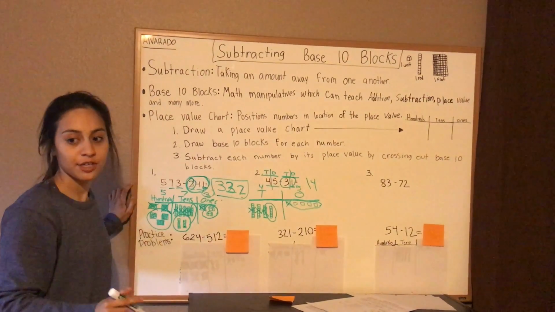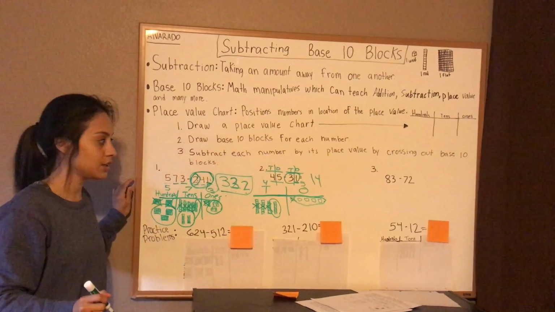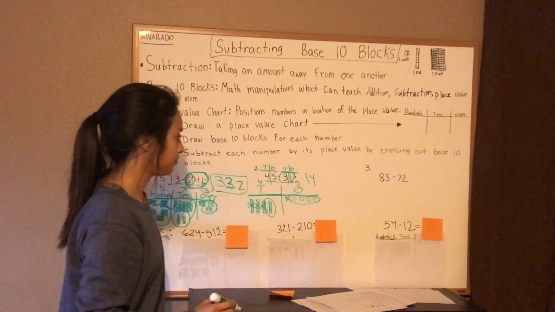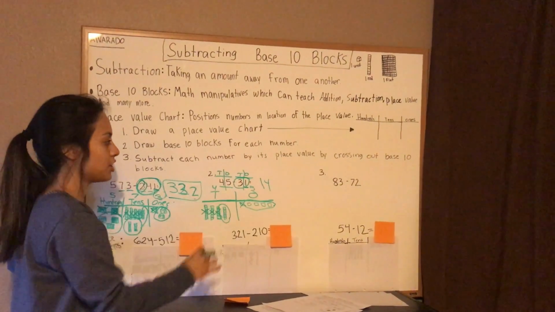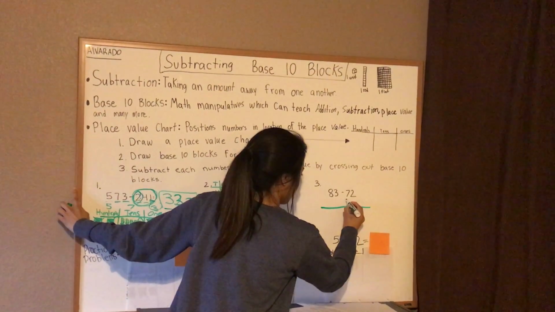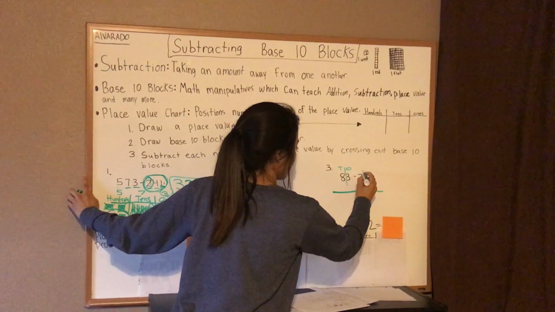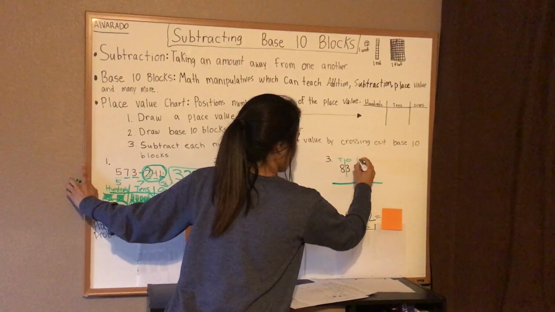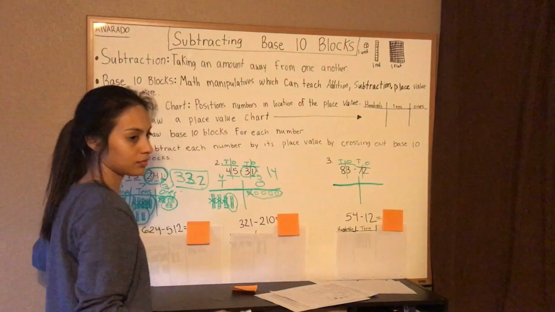Does everybody have that written down? Okay, well let's go ahead and go to our next example then. So now again, I'm going to draw our place value. Because we only have tens and ones, there's only going to be 2 sides. So tens and ones, tens and ones.